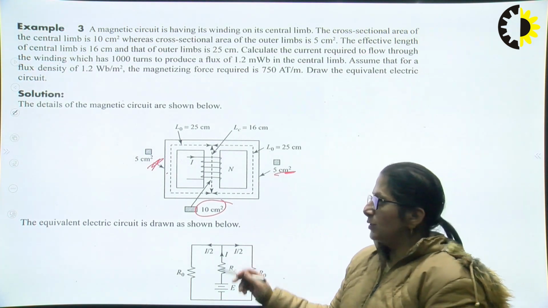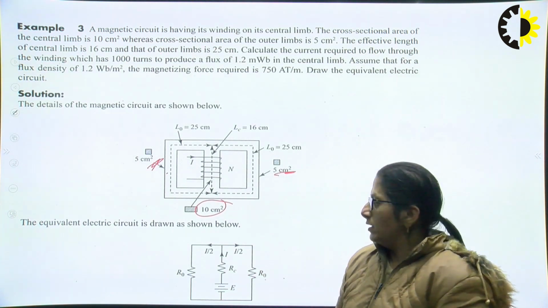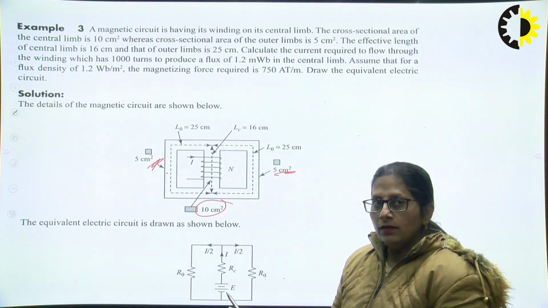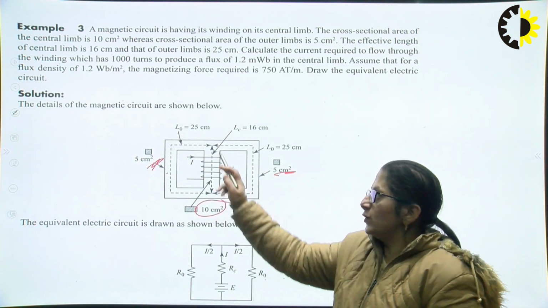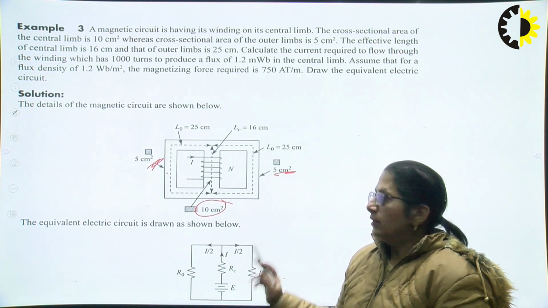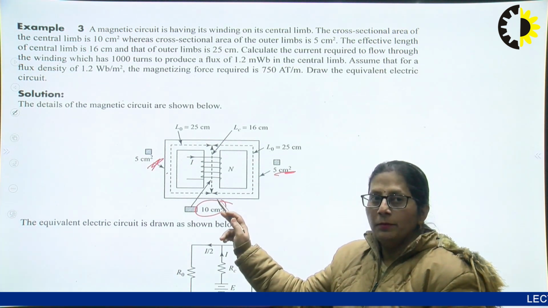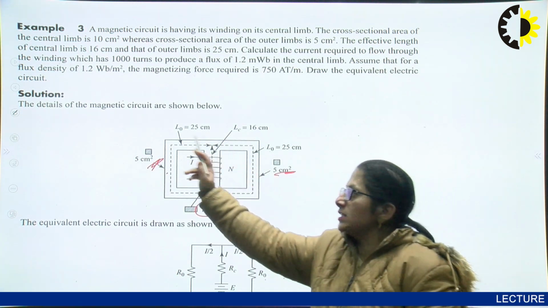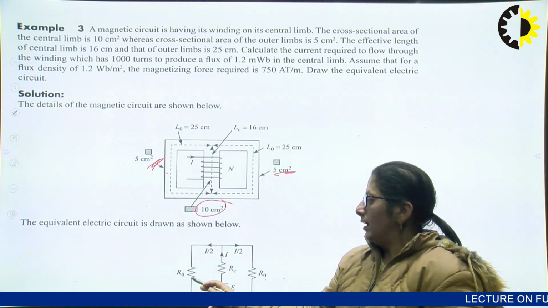So we can draw the electrical equivalent circuit, right? The source would be at the center. Then the reluctance for the center path, RC. The reluctance for the right hand side limb, R0. The reluctance for the left hand side limb, R0.